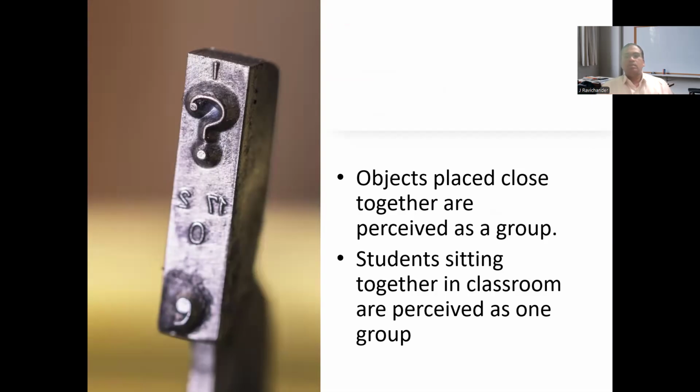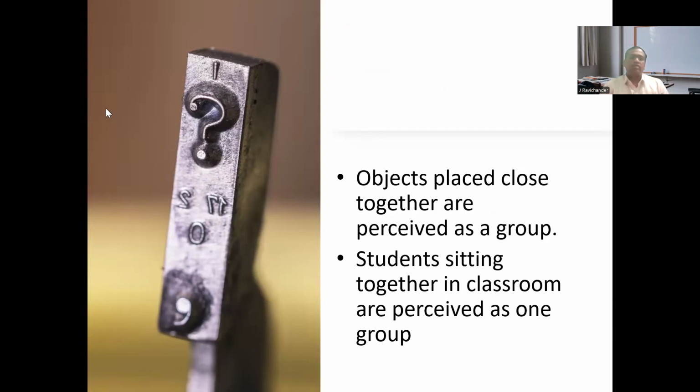Objects placed close together are perceived as a group. We are not considering them as individual things; we will consider them as a group. For example, students sitting together in a classroom are perceived as one group.